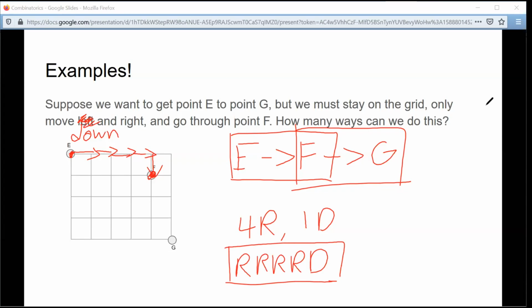And I know by the trick I told you before, since there's 5 letters in total, you would do 5 factorial, but then that would be overcounting because any of these R's you could switch. So there are 4 factorial ways to switch around the 4 R's, and the D is by itself. So if you want to put 1 factorial there, you can. So that would actually give 5 factorial over 4 factorial, which is 5. So to get from E to F, you know that there are 5 ways to do so.